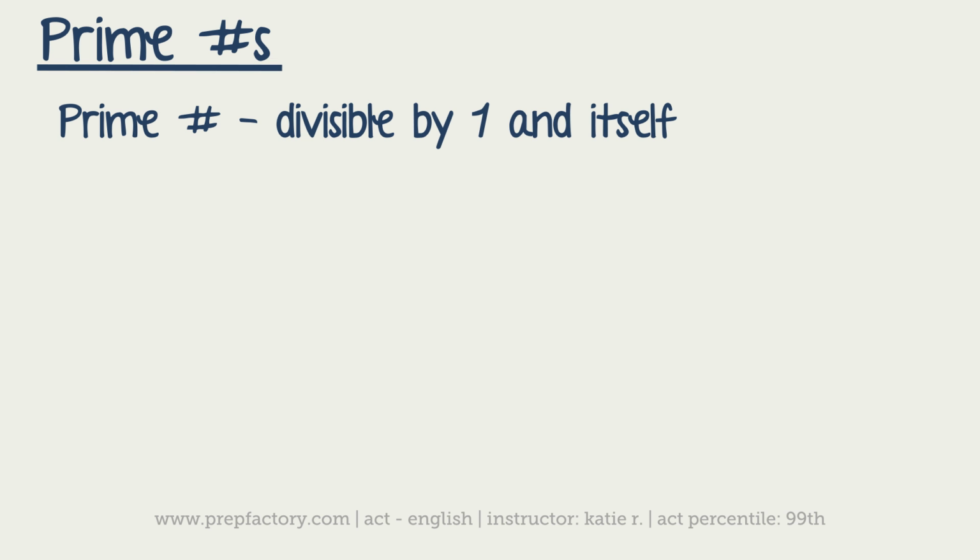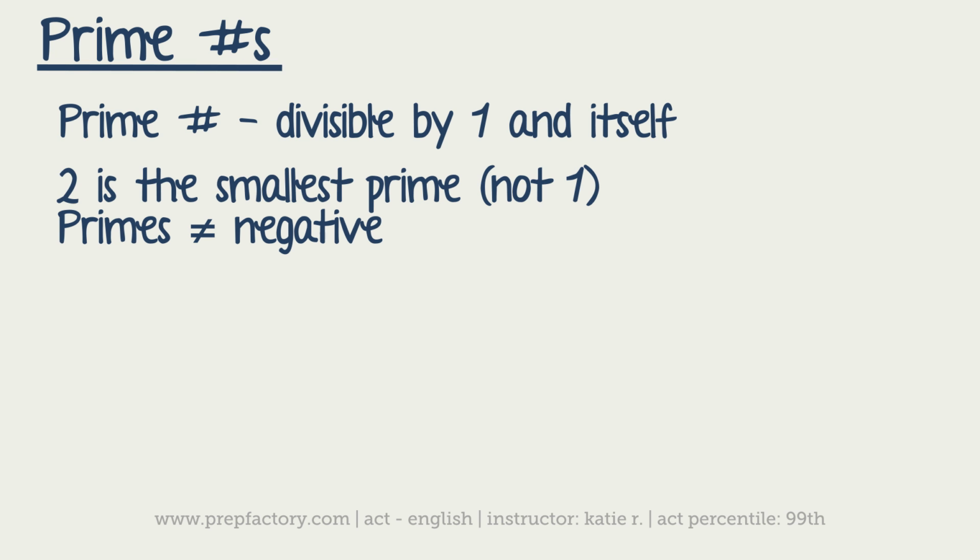Another really important thing to note about prime numbers, besides the actual definition, is that the smallest prime number is 2. A lot of people think that 1 is prime, however, part of the definition that you don't hear quoted all the time is that the 2 numbers, 1 and itself, must be different. So 1 is divisible by 1 and itself, 1, but 1 and 1 are the same number, so it doesn't count as prime. Always remember that 2 is the smallest prime number, not 1. Also, primes can never be negative. So it's going to go 2, 3, 5, etc.